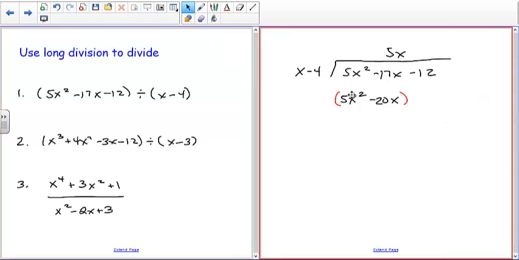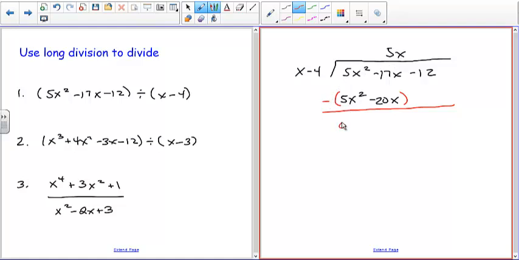So when I do this multiplication, I get that, but then I subtract it. So I always put it in parentheses, put a negative sign out front, and then draw a horizontal line. Then I add these two lines together with the negative. So I add 5x plus negative 5x. That'll give you 5x squared plus a negative 5x squared gives you 0x squared.